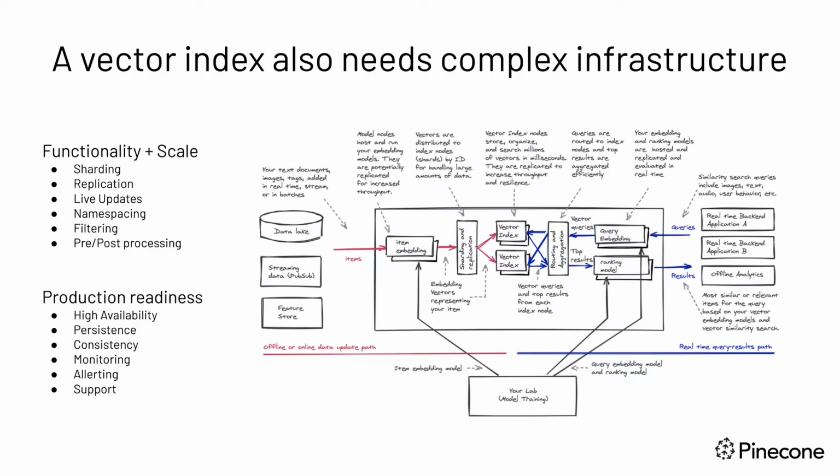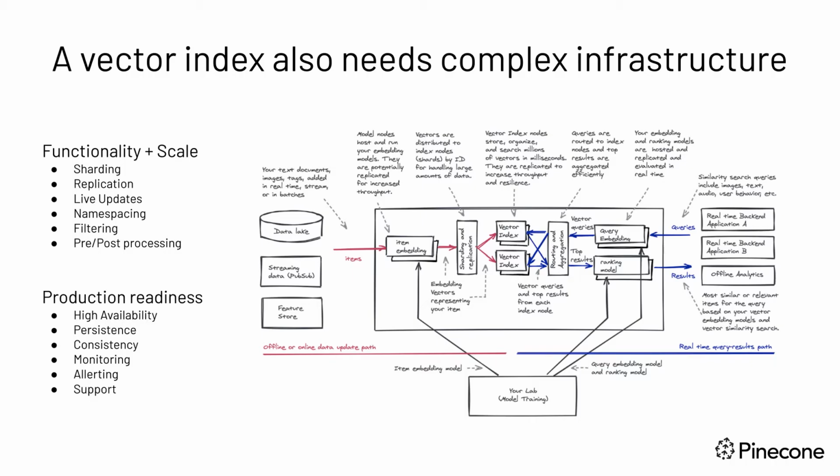But you also need live updates, so the second you update a vector, it will immediately be reflected in the index. You need all sorts of advanced features like namespacing and arbitrary filtering that allow you to make sure that you're not presenting the wrong content to the wrong person. And you need to facilitate all the pre- and post-processing, which in this case happen to be machine learning models.